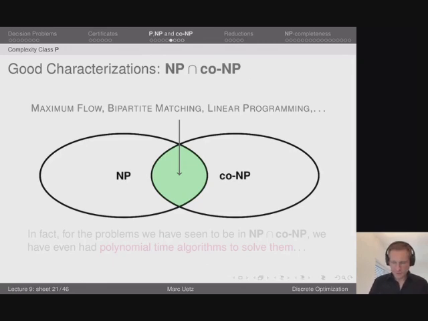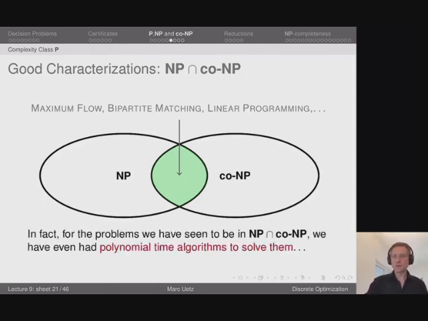But first, let us concentrate on this intersection of NP and co-NP, because as a matter of fact, for all these problems, max flow, bipartite matching, linear programming, we not only know that they lie in NP and also in co-NP, but we even had polynomial time algorithms to solve them. Okay, and that is of course not a coincidence. So as a matter of fact, for all the problems for which we have polynomial time algorithms, we can argue that all these problems lie in the intersection of NP and co-NP. And that is actually going to be our first little theorem in complexity theory.